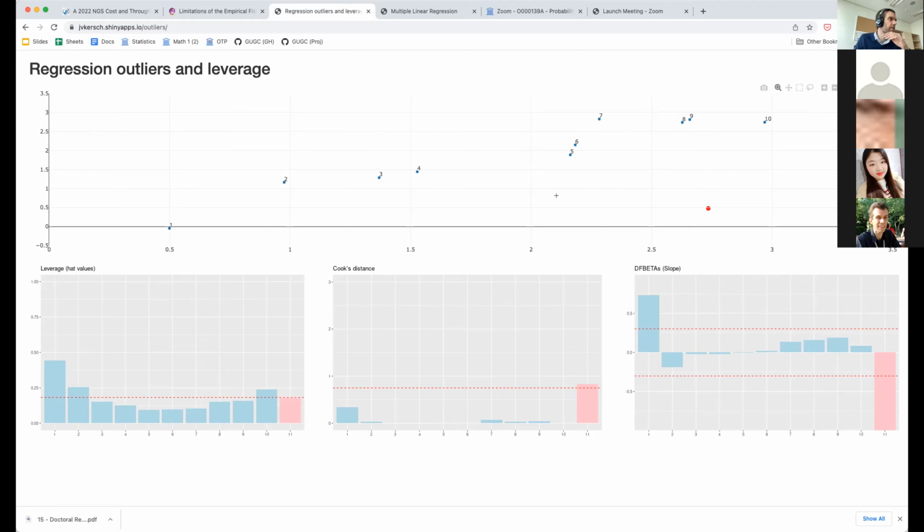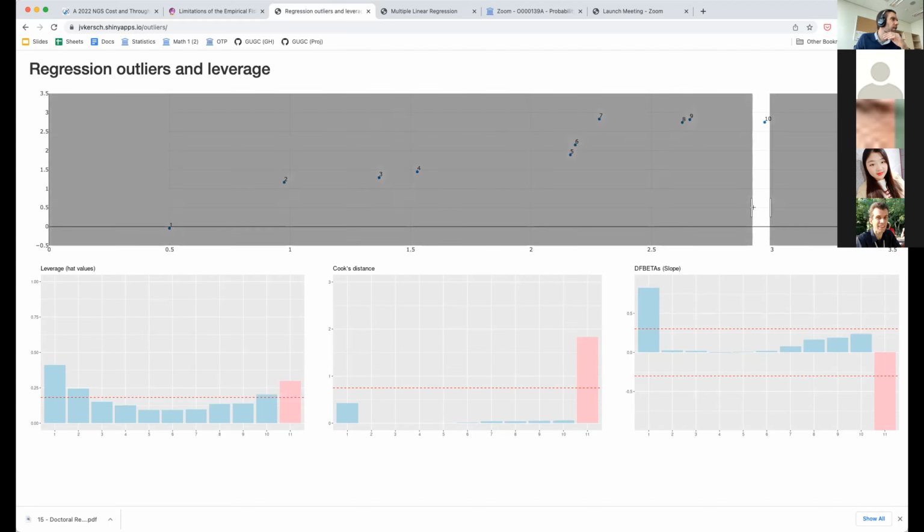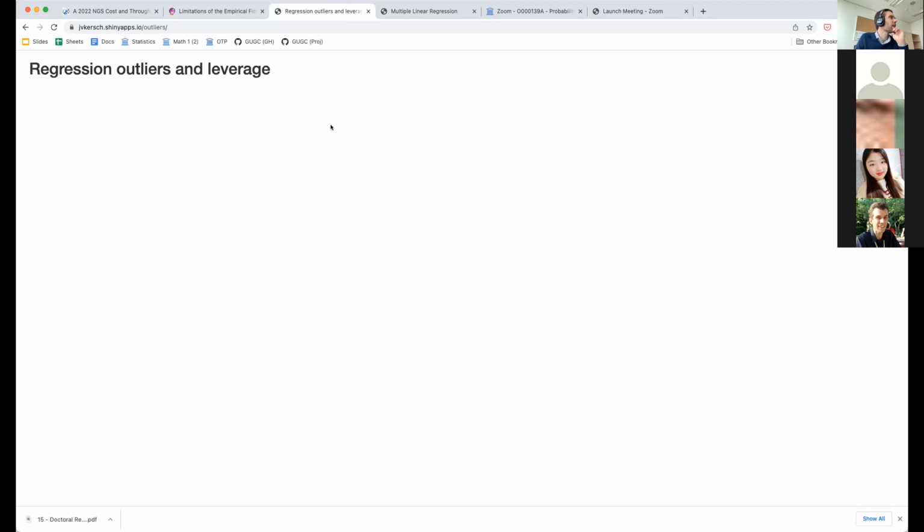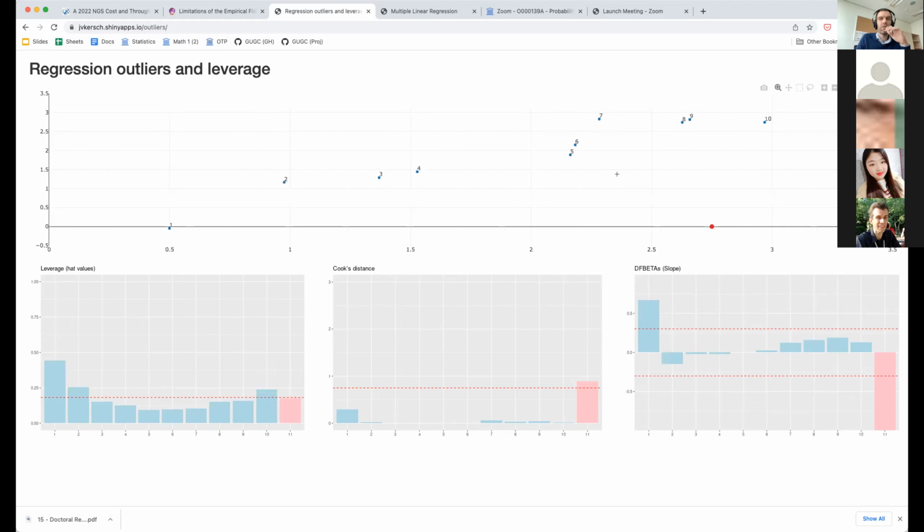So it's like if this point was very far away, okay, and now I've lost it. So let me reload it. If that point was very far away, I could probably even change the slope of the regression line. And then last, the DF betas tell me something about in which direction the slope is going to change if I omit that point.